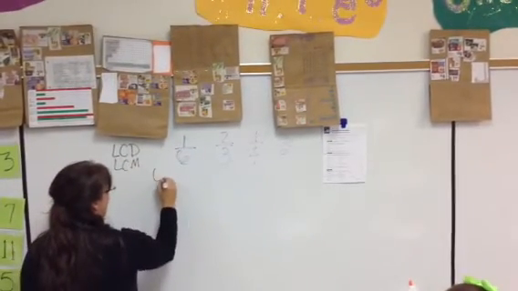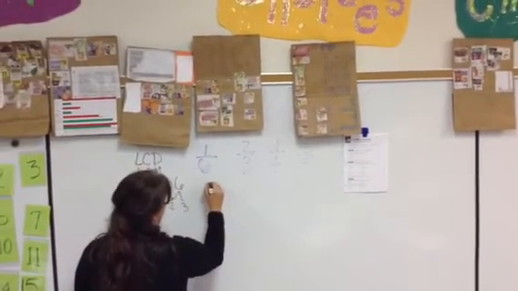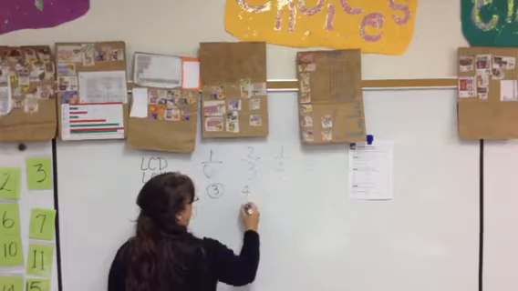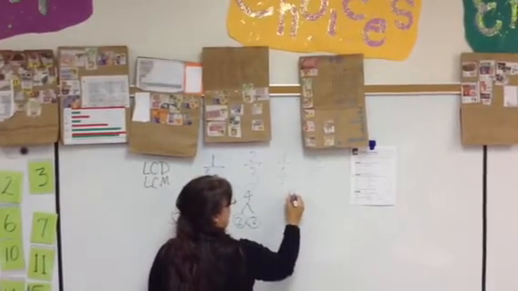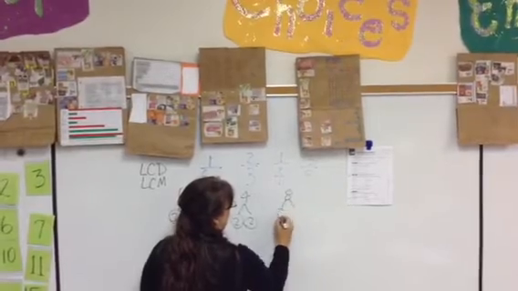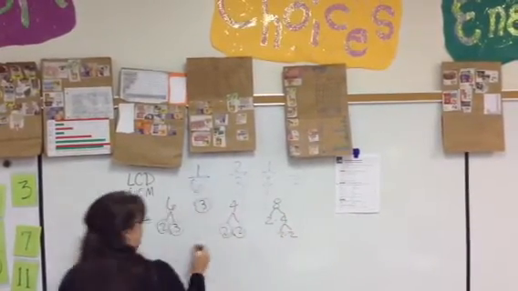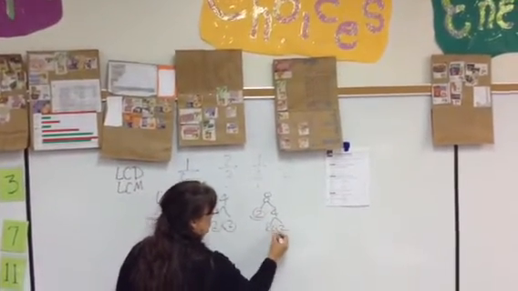Okay, so I'm going to do 6 is going to be 2 times 3. 3 is already prime. 4 is 2 times 2. Those are my primes. And 8 is 2 times 4, which is 2 times 2 times 2.